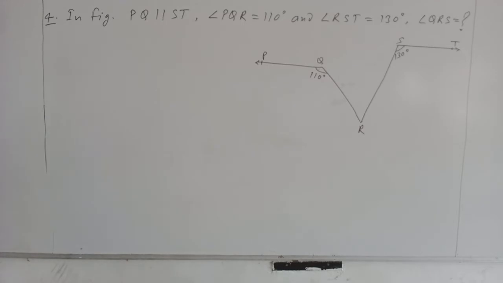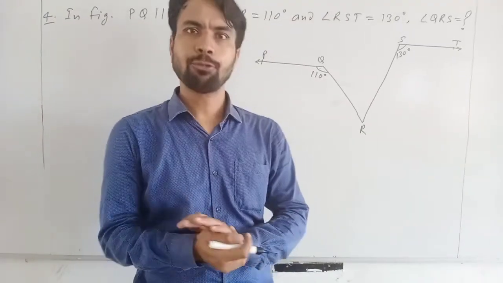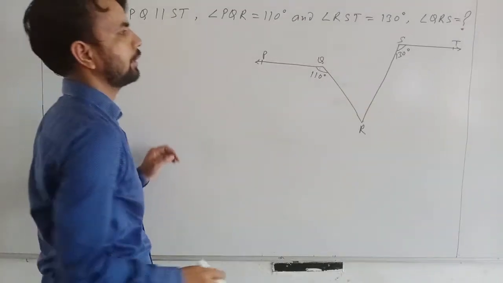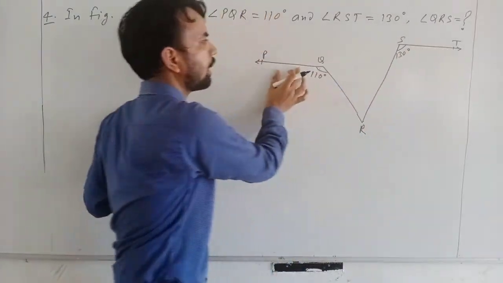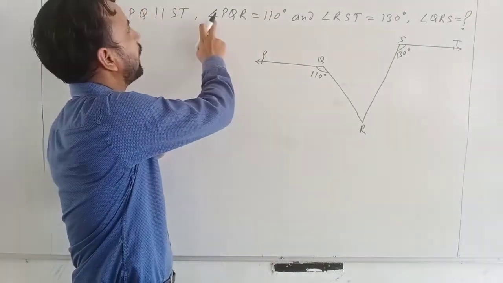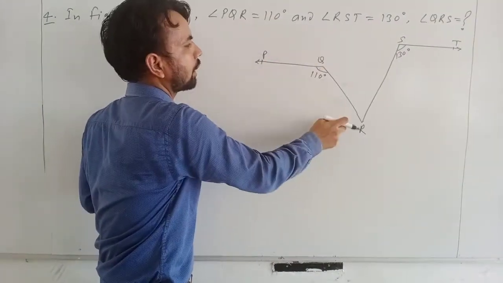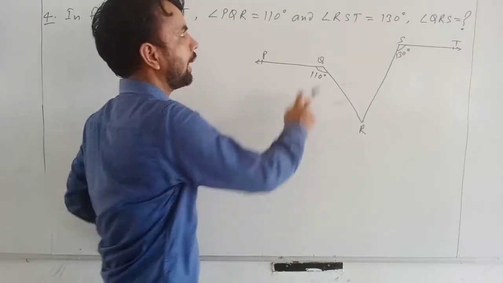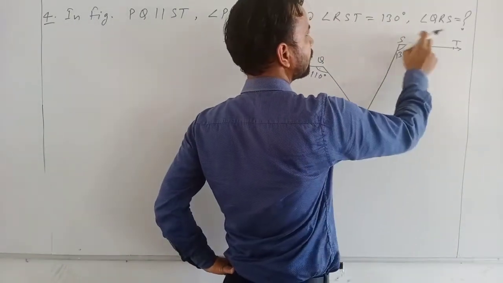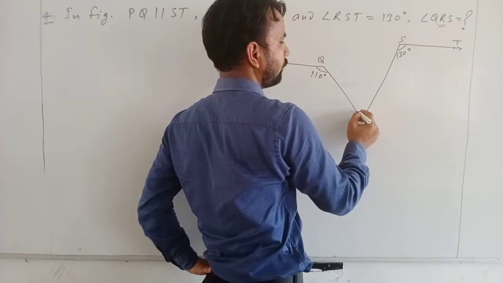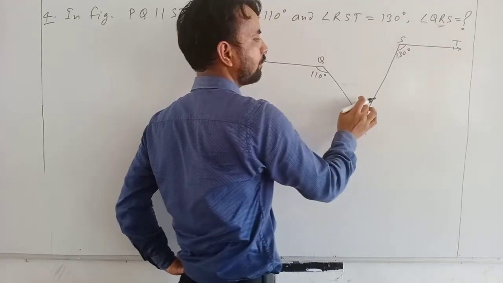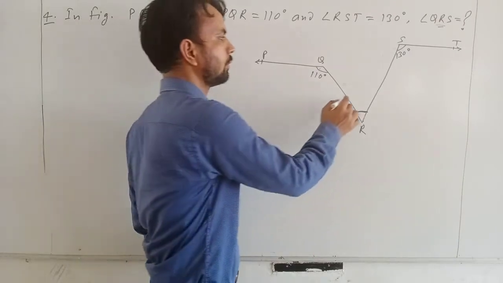Okay students, let's start question number 4. Question number 4 is, in the given figure, PQ is parallel to ST. This figure is given, so here this PQ and this ST, both the lines are parallel to each other. Angle PQR is 110 degrees, and angle RST is equal to 130 degrees. Then the question is saying find angle QRS. QRS means this angle. This we will have to find. Understood? So how can we solve it?